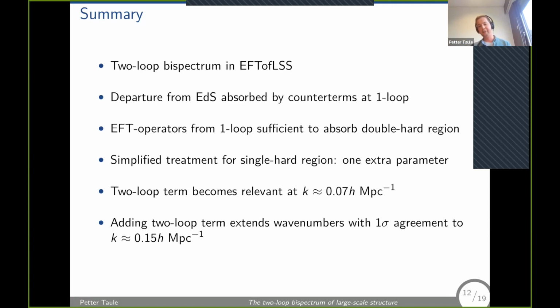And then fitting to the data, we find that at one loop we can have a good match up to roughly 0.07, 0.08 h/Mpc. This is at redshift 0. And adding also the two-loop, we extend this, with agreement at 1 sigma up to 0.15 h/Mpc. Okay, so thank you very much.